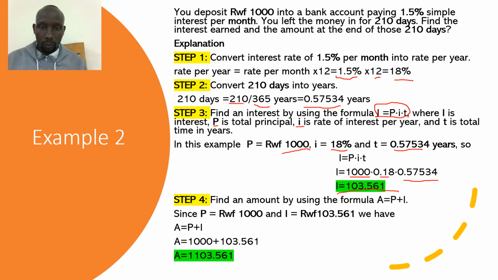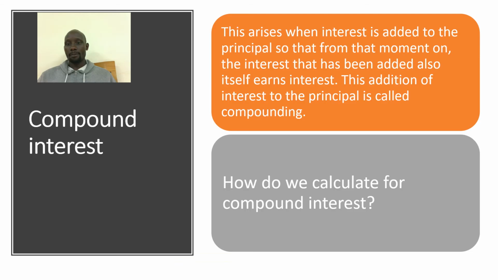103.561. So now to find the amount by using the formula, we said you get the principal plus the interest. So when we add the principal plus our interest, we shall have our total amount as 1,103.561.